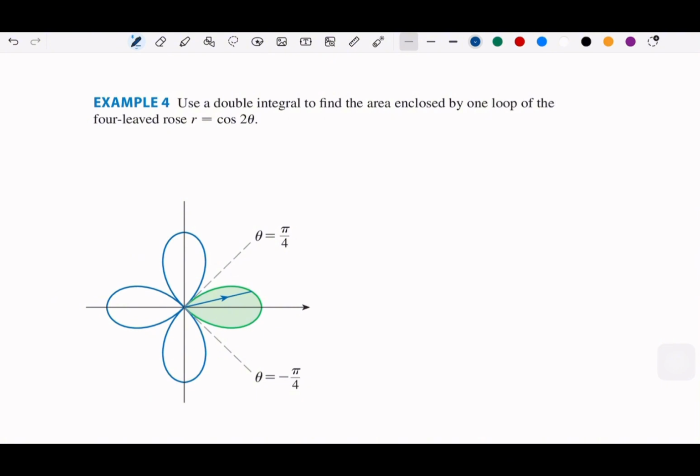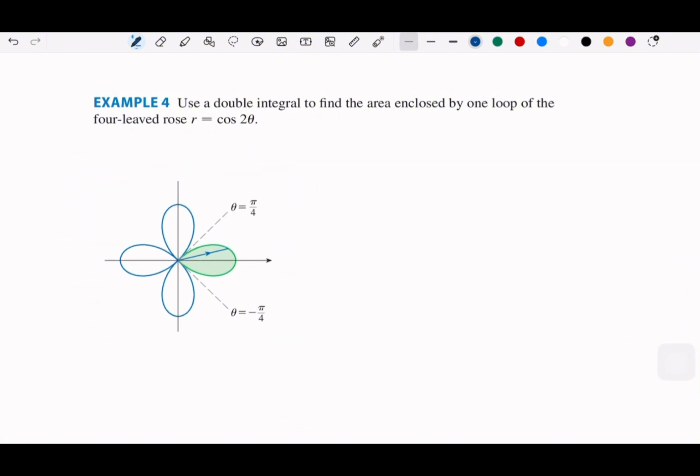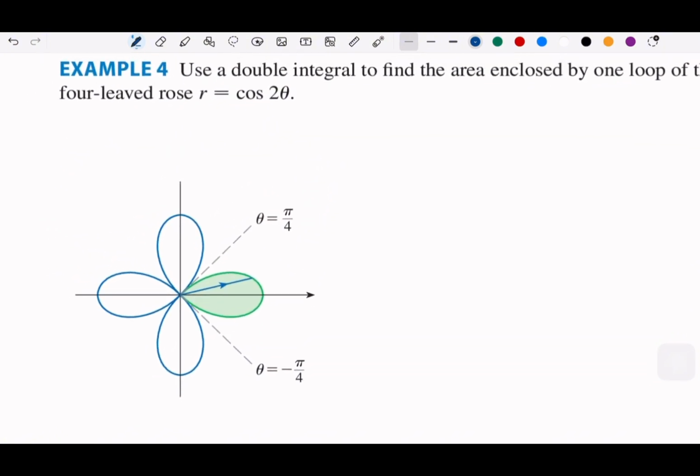So first we need to make sure what will be the endpoints, right? What will be the endpoints? And as you can see from the figure, it starts from negative pi over 4 until pi over 4. That is for the theta.